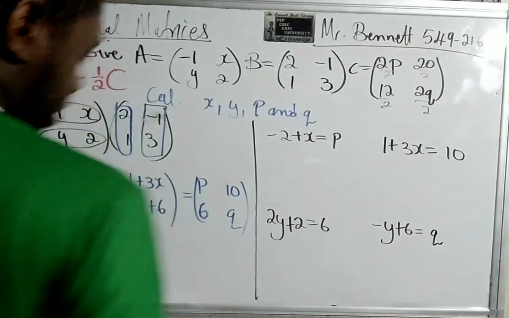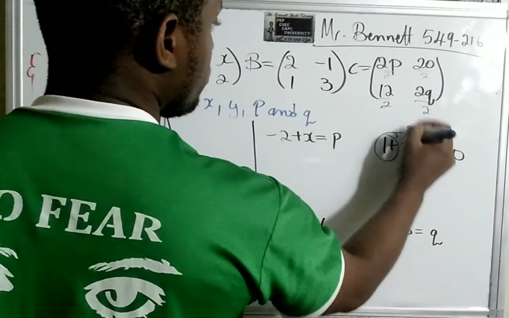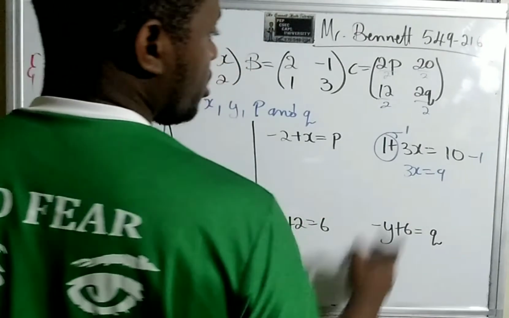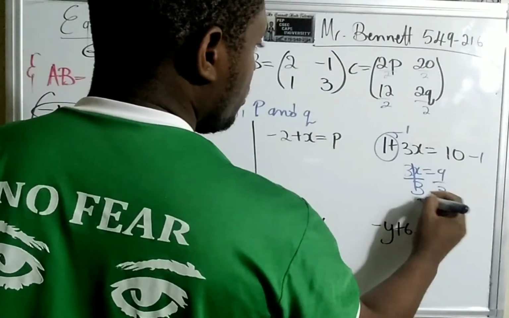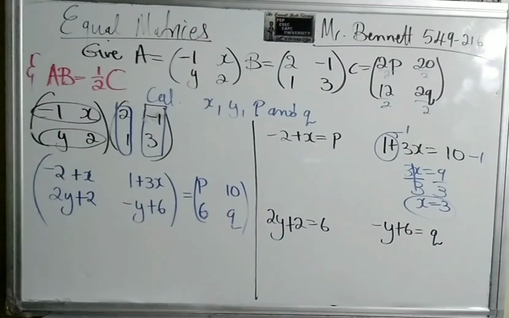Alright, so let us solve for x now. We get rid of this positive 1 by subtracting 1. So it will be 3x is equal to 9, 10 minus 1 is 9. Then we just divide by 3. So therefore x is 3. One mark in the bag.